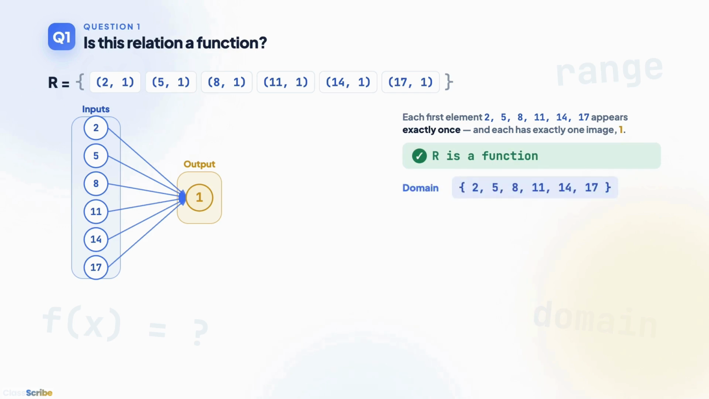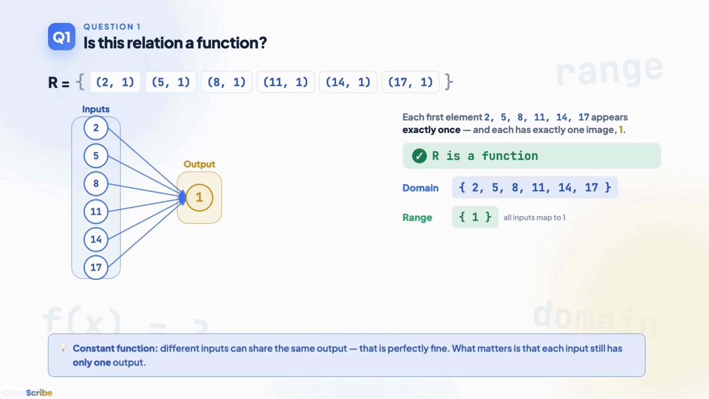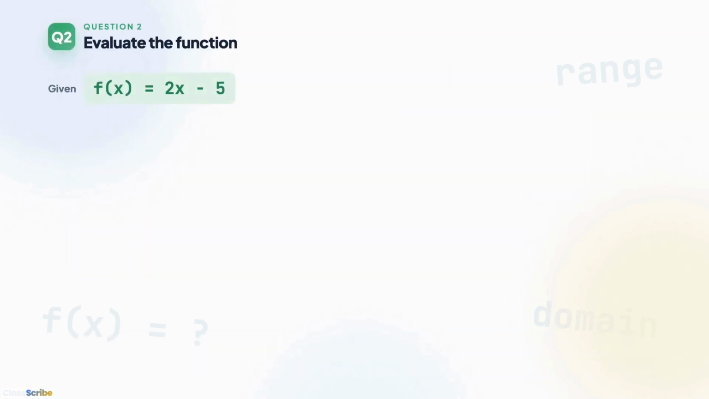The domain is {2, 5, 8, 11, 14, 17}. The range is {1} because all inputs map to the same output. This is a good example of a constant function, where different inputs can have the same output, but each input still has only one output. Now let's solve the second question.